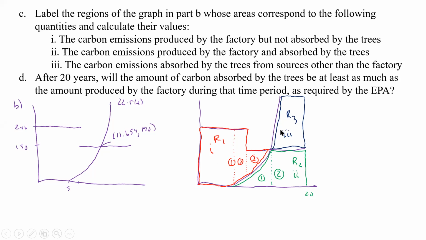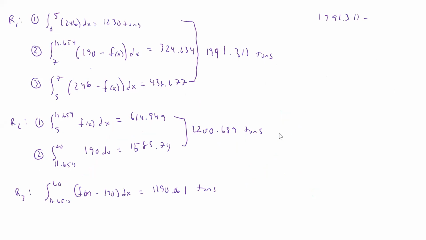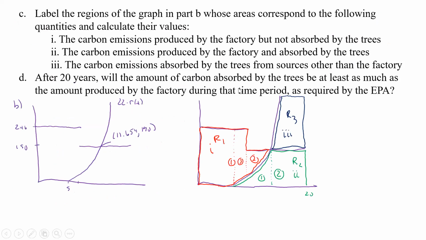So all we have to worry about is R1 and R3. So we're taking 1991.311 minus our 1190.061. And that gives us 801.25 tons, and that's in excess. So more produced than absorbed. Okay, so there's too much there, and so basically they're not meeting their requirements. And so after the 20 years, that's not the case.